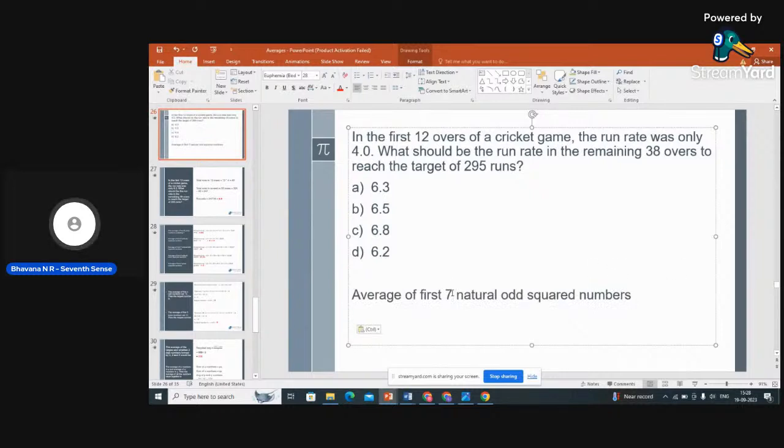The average of the first five odd numbers, squared. So here no need to do the squared numbers. Just do it for the cubed numbers. What is the average of the first five natural odd cubed numbers? Or else do it for three. So three natural odd numbers, cubed. Cube means you know, right? So 2 to the power of 3, 1 to the power of 3, like that.